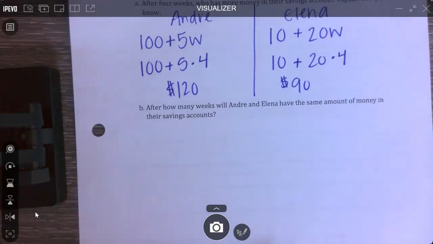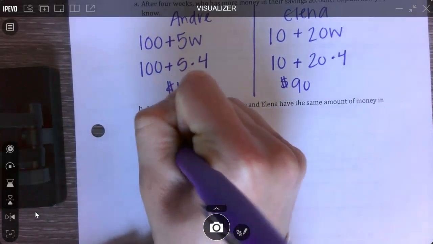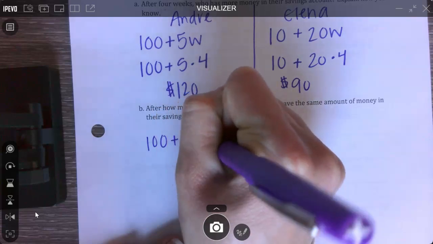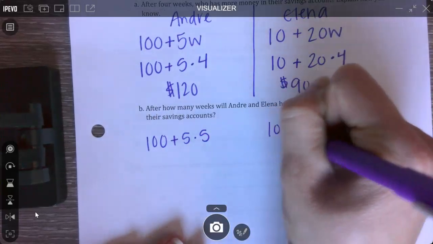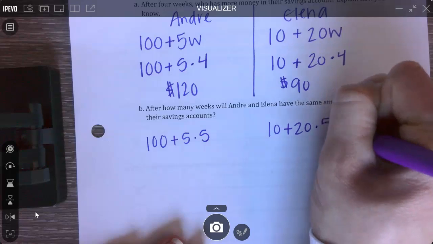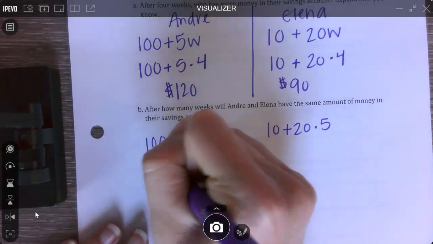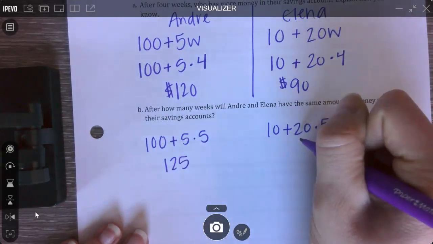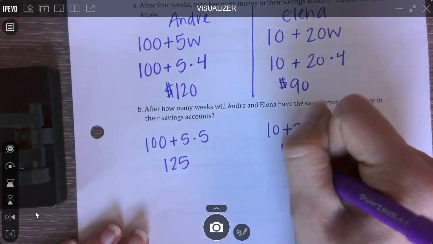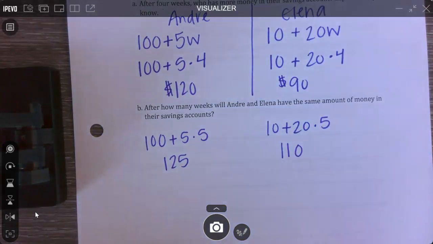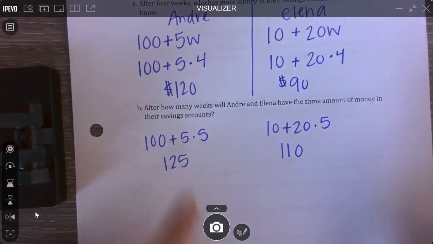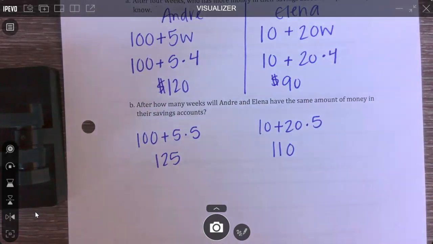Well, what if I pick 5? 100 plus 5 times 5. 10 plus 20 times 5. Well, this is going to get me 125. This is going to get me 110. Okay, I'm getting closer. Before I had a gap of 30, now I only have a gap of 15.